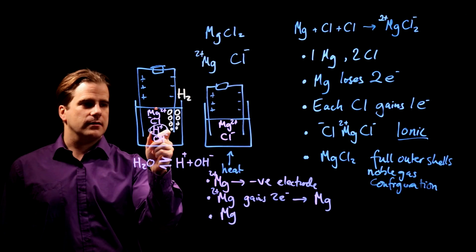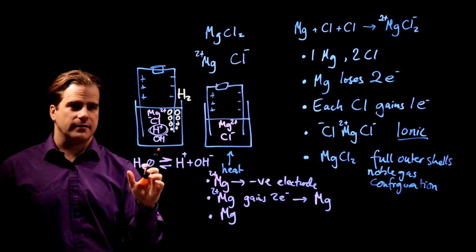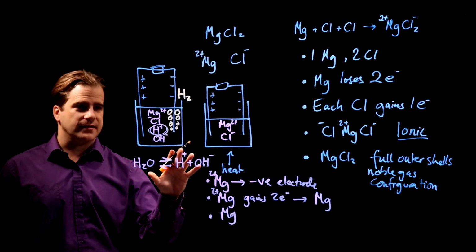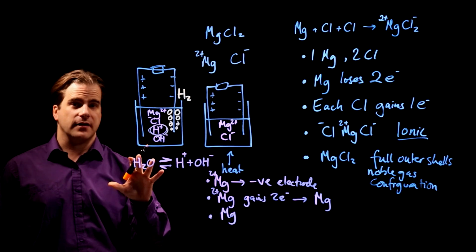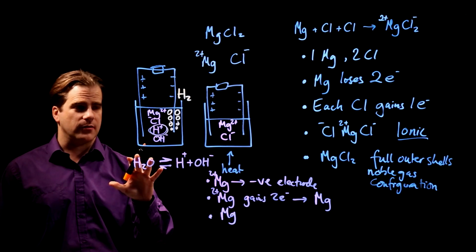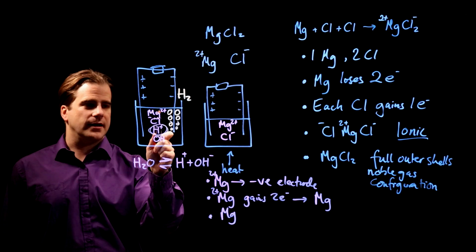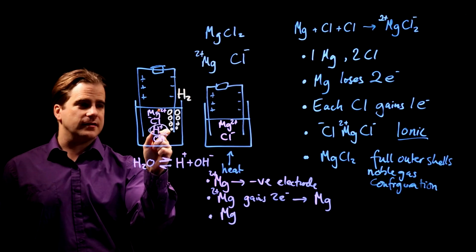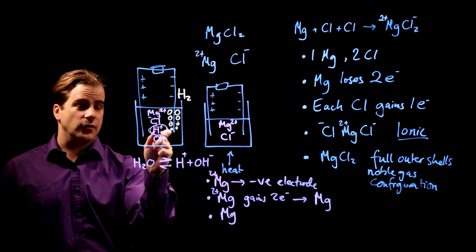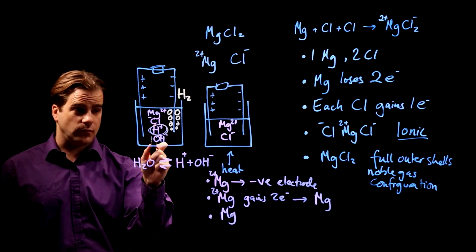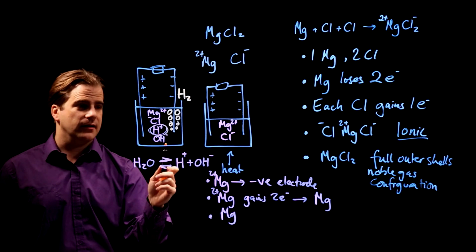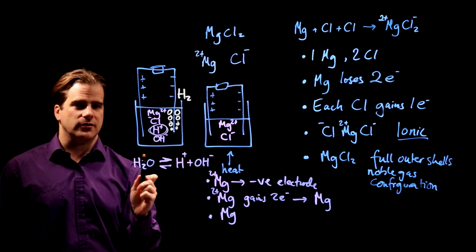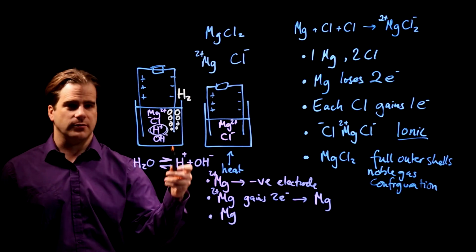And when an element is more reactive than another one, it wants to stay as an ion more. Think of it that way, okay? That's how to remember it. Magnesium is more reactive than hydrogen, and therefore it wants to remain as the 2+ ion more than hydrogen wants to remain as the H+ ion. Therefore the electrons go onto the hydrogen, and therefore it forms hydrogen molecule, which is a gas.